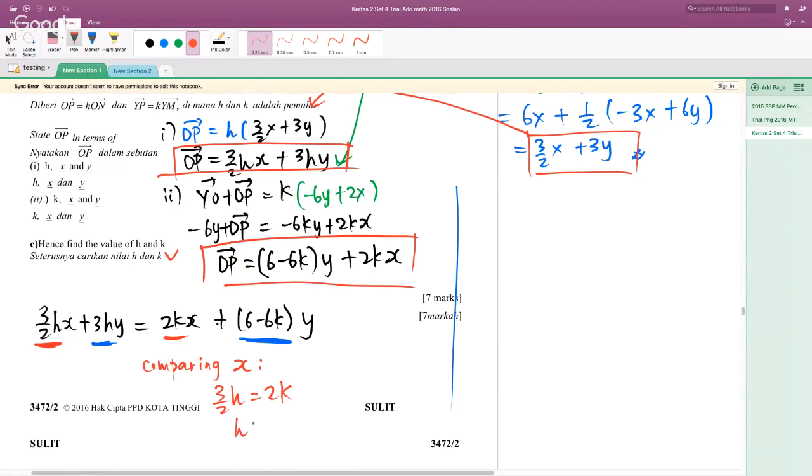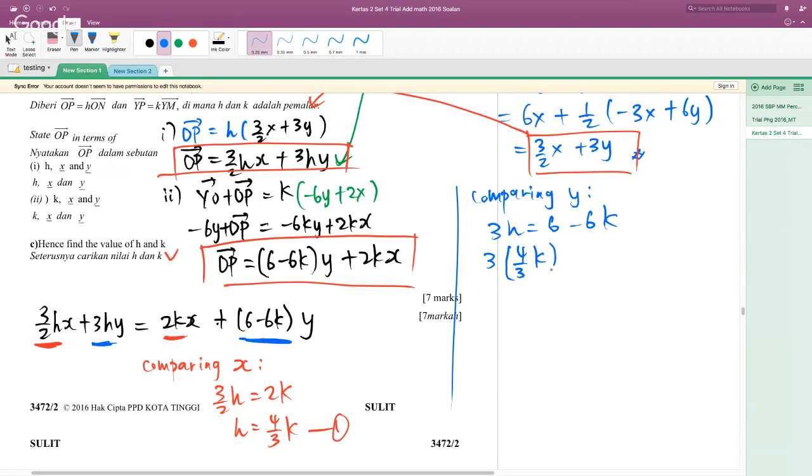So h is just equal to 4 over 3 k. I call this the first equation. And then I'm comparing the y value as well. Comparing y, that means 3h equals 6 minus 6k. Since I got the h already, which is 4 over 3 k, I'll solve this one. Simplified, I get 4k equals 6 minus 6k. So 10k equals 6. k equals 6 over 10, which is 3 over 5.